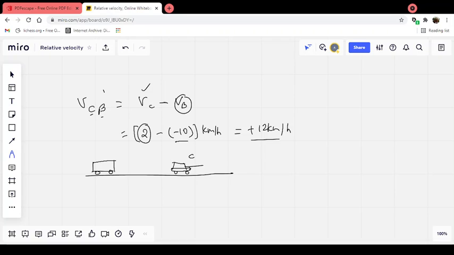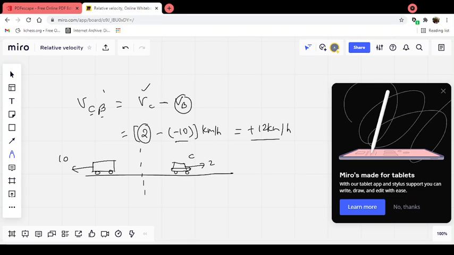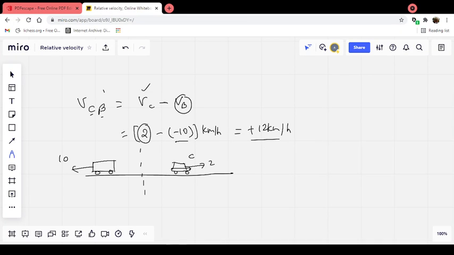So this is our car. The car is going in the positive x direction with 2 kilometers per hour, and the bus is going in the negative x direction with 10 kilometers per hour. So both are going away from each other. That's why the distance between them would be increasing. So the question was, what would be the velocity of the car as seen by the bus? In which direction would the bus observe the car going?